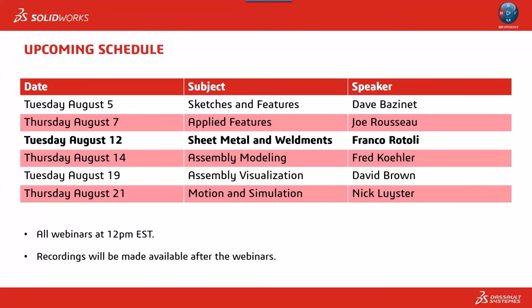Franco, since you're next, do you want to give a quick preview of what you're going to be talking about next Tuesday? Sure. Next week I'll be talking about sheet metal and weldments. It'll be building on the first 2 webinars, so we'll be doing some sketching and some applied features as well. For sheet metal, we'll show how we can make flat patterns and export them to cutting machines. For weldments, I'll show you how to save time making welded frames using standard profiles.